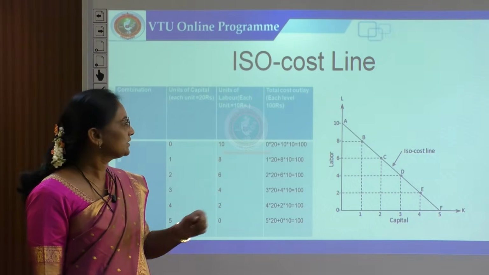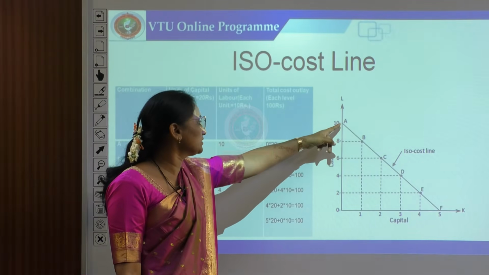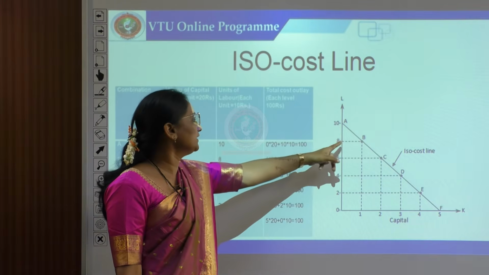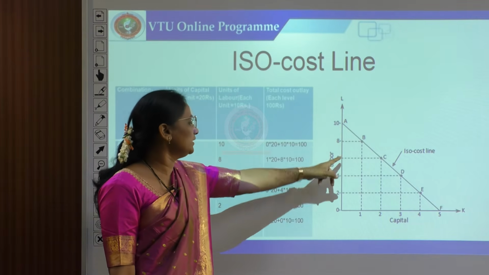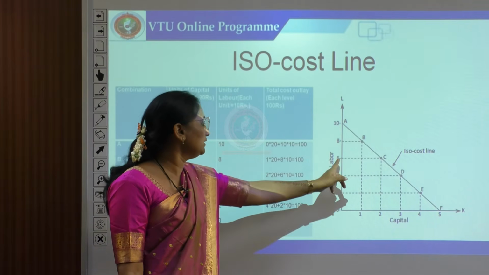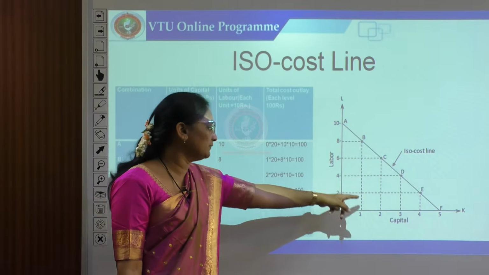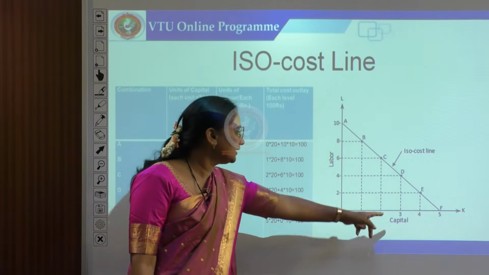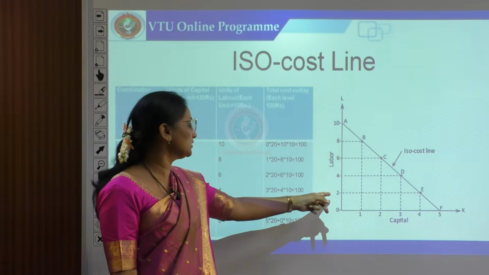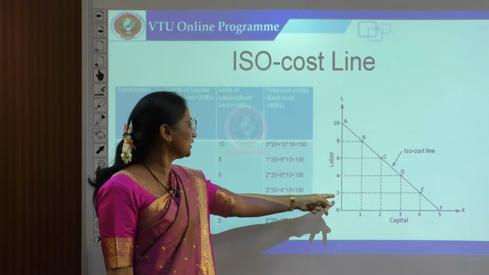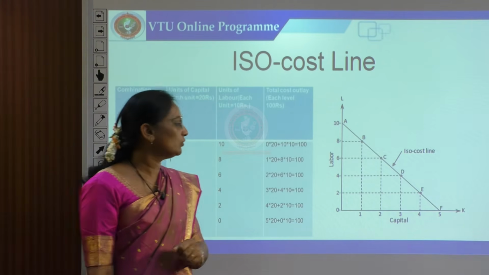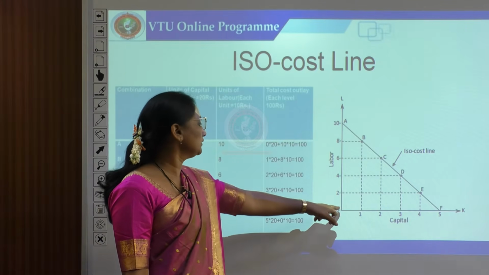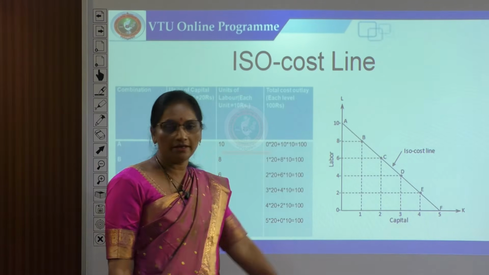And we can get the ISO cost line. See here, A combination, in that situation 10 is the labor and capital is 0, and when it is a B combination 8 is the labor and 1 is the capital. In the C combination 6 is the labor, 2 is the capital, and in the D combination 4 is the labor and 3 is the capital. In the E combination 2 is the labor and 4 is the capital. In the F combination labor is 0 but capital is 5.